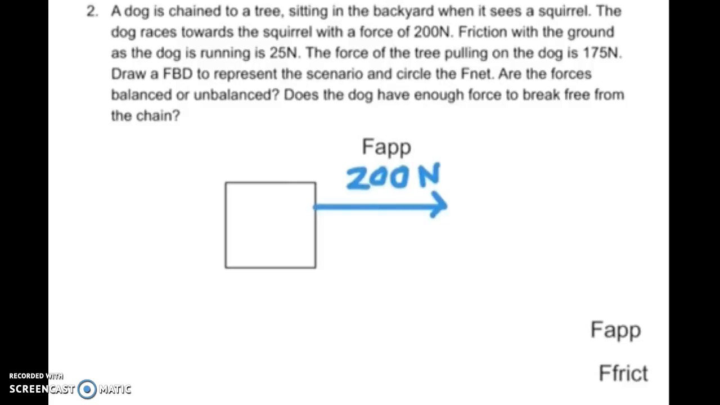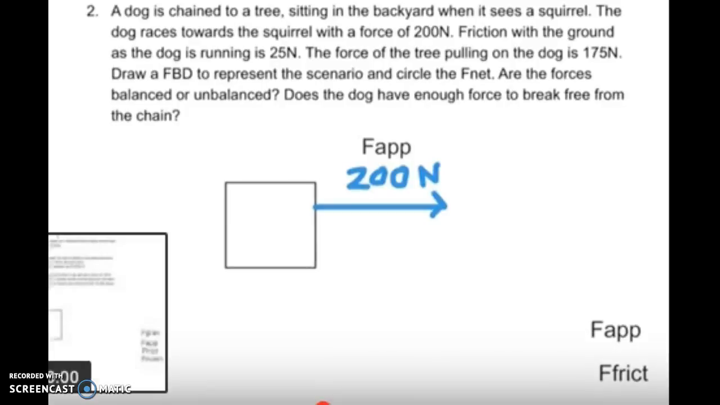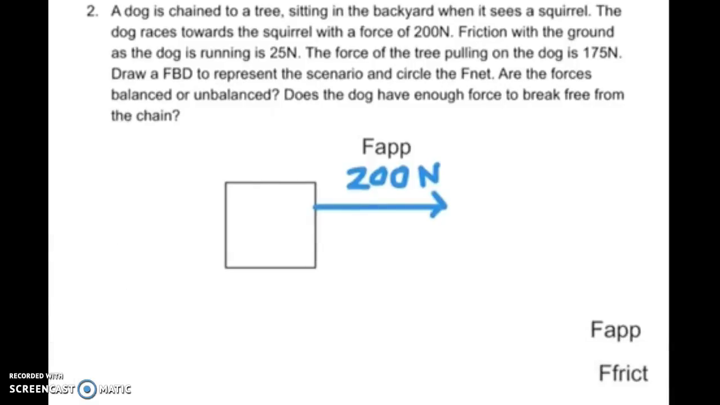200 newtons, and I'm going to label that with applied force. It says friction with the ground as the dog is running is 25 newtons. One mistake that I've been seeing a lot is that students are putting friction with the ground pointed towards the ground. Remember, friction always works in the opposite direction of applied force. So in this case, it's important that you realize your arrow should be going to the left against the 200 newtons. So this is 25, and we're going to label that with friction force.